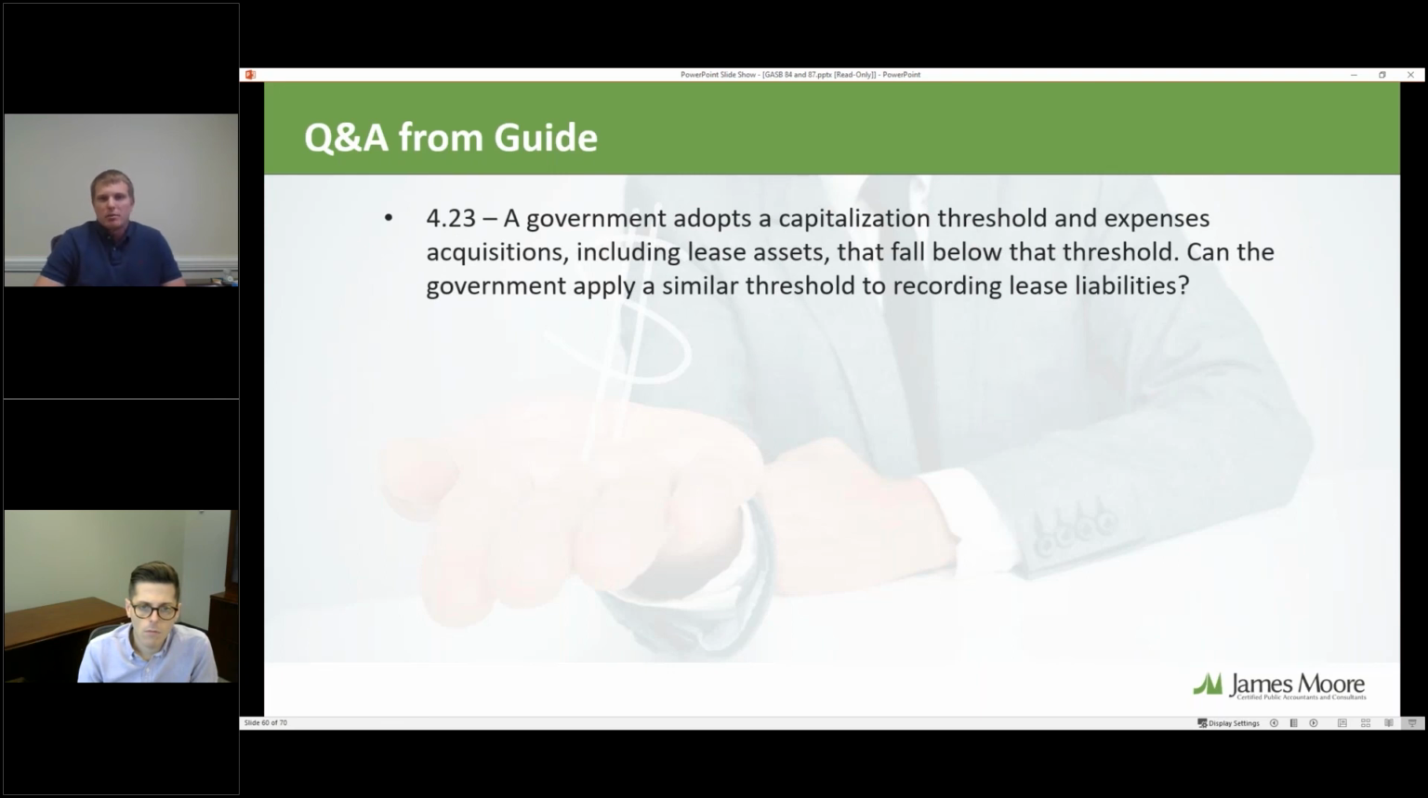So government adopts a capitalization threshold and expenses acquisitions, including lease assets that fall below the threshold. Can the government apply a similar threshold to recording lease liabilities? So that's one we've talked about again. According to GASB, there is no specific de minimis threshold. However, we are recommending that you look at what's going to be material for your organization, and ultimately set a policy. And if it's not material, then there's no reason that you couldn't exclude the recording under GASB 87.